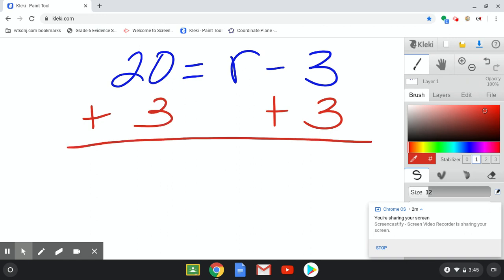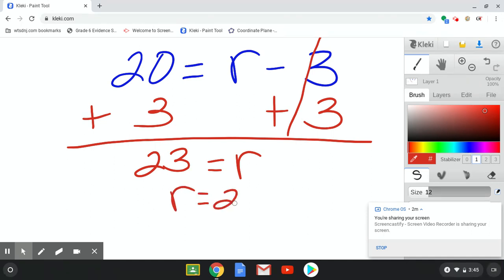A negative 3 and a positive 3 cancel out. That becomes 0. We're left with our variable. Now we're going to do 20 plus 3, which is 23. You would always write it with your variable on the left side, so r is equal to 23.